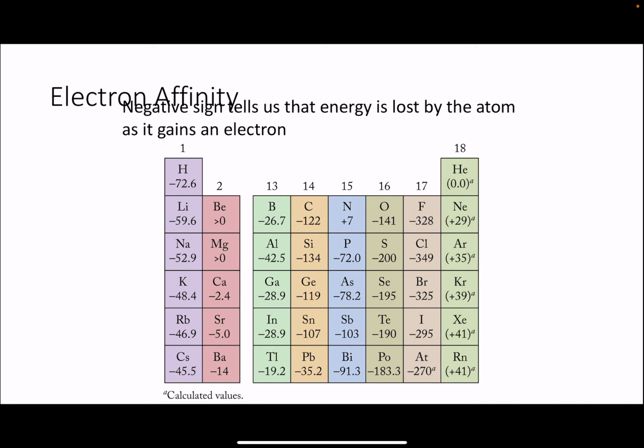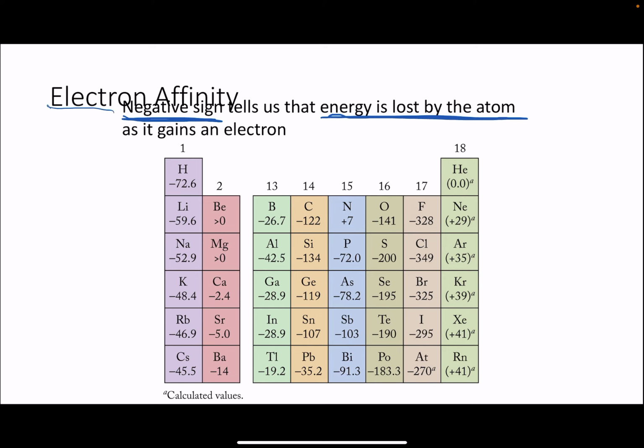So here's that. We can look at the data. We notice that much of the data has negative signs. So this is telling us that there's energy lost by the atom. That energy has been released by the atom as we make the ion, as we gain an electron.